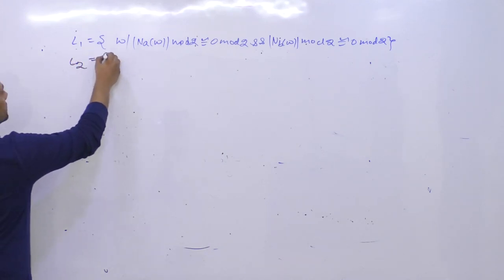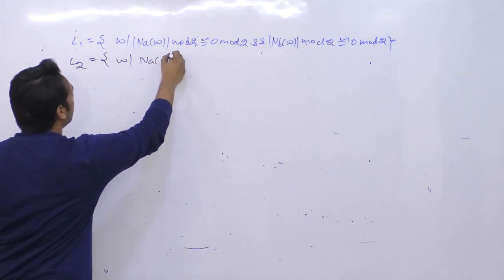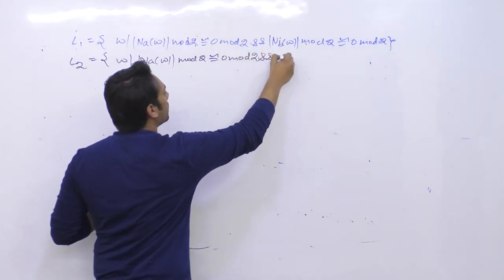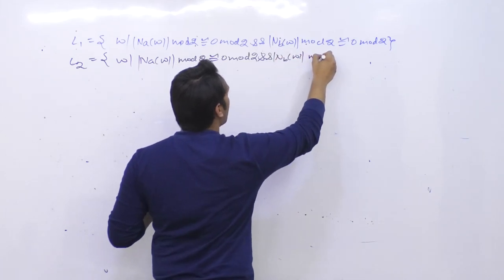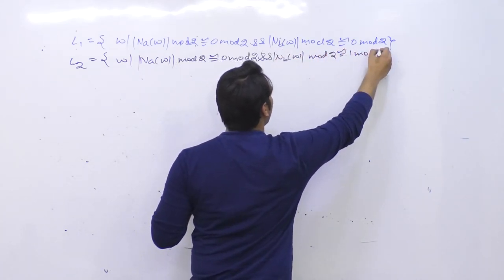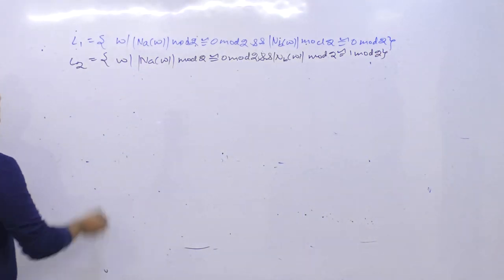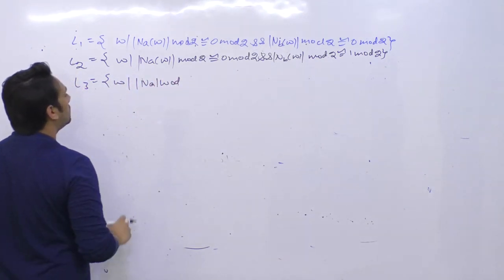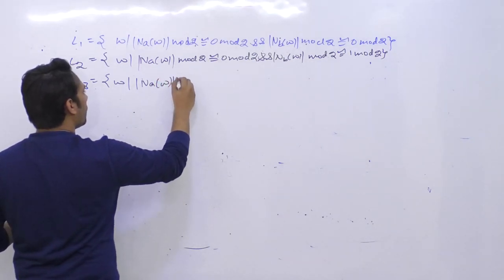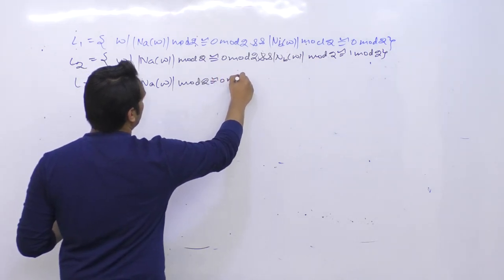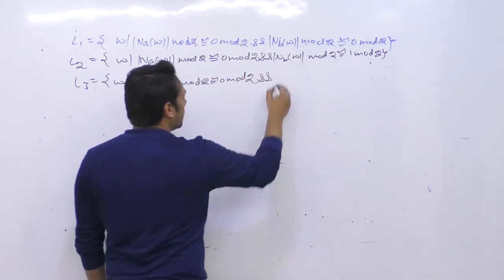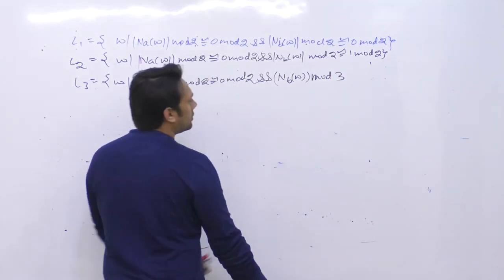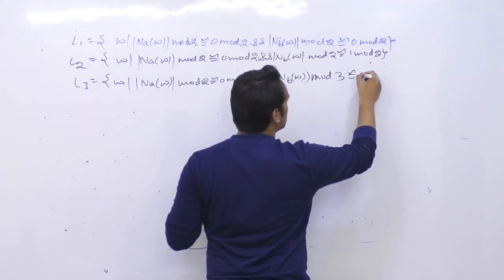So we have a language L2 which is W such that number of A in W mod 2 is congruent to 0 mod 2 and number of B in W mod 2 is congruent to 1 mod 2. Okay. Then we have language L3 which is W such that number of A in W mod 2 is congruent to 0 mod 2 and number of B in W mod 3. So here you can see I've changed the mod, so it is mod 3 is congruent to 0 mod 3.